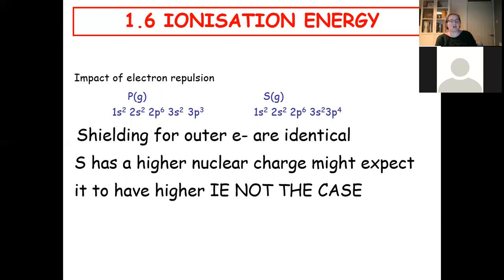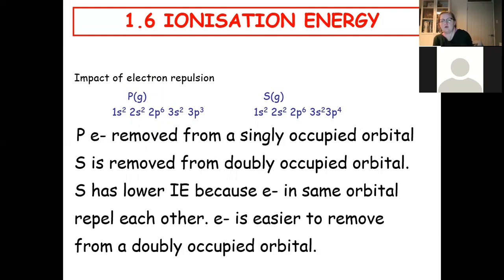Sulfur has a higher nuclear charge, so we might expect it to have a higher ionisation energy, but again, that's not the case. The electron we remove from phosphorus is from a singly occupied orbital. The electron removed from sulfur is from a doubly occupied orbital, one of those paired orbitals. So sulfur has a lower ionisation energy because electrons in the same orbital are going to repel each other. Therefore, our electrons are easier to remove from a paired orbital. That is roughly everything on ionisation energy.